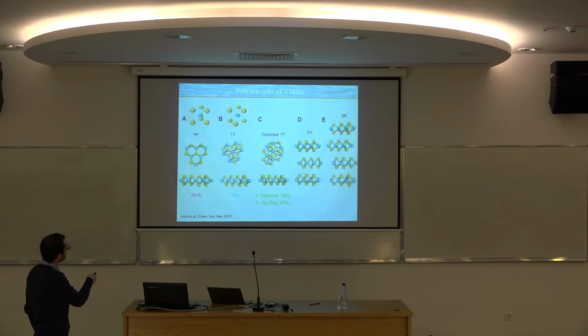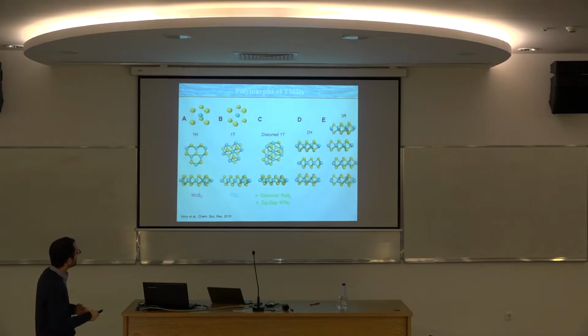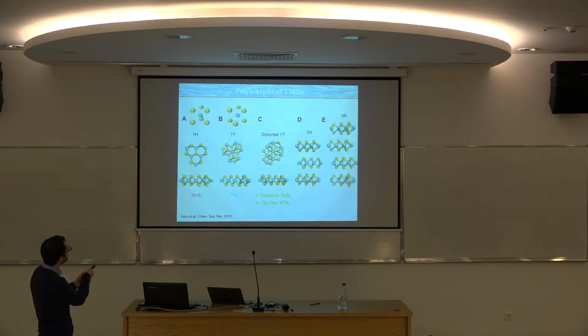of ABA stacking. Okay, so the two sulfur here in yellow, or the two chalcogen, are on top of each other. So this creates this hexagonal symmetry that is known as 1H if it's single layer, or 2H phase. But you can also have a stacking where the stacking sequence is ABC, so that the two chalcogen are rotated by 60 degrees. And this will give you this 1T phase that you see here.